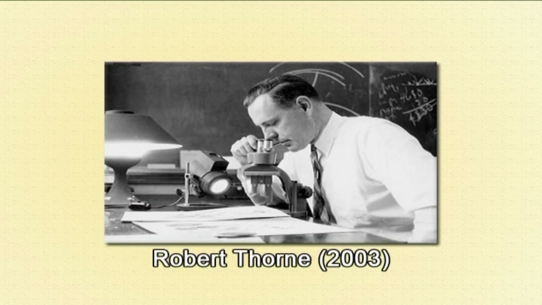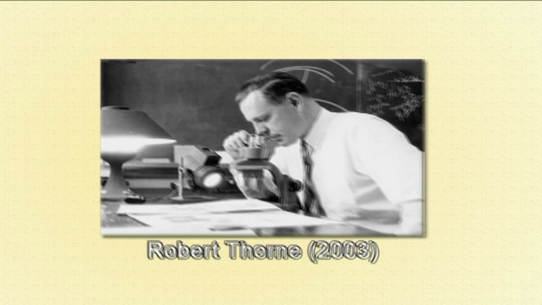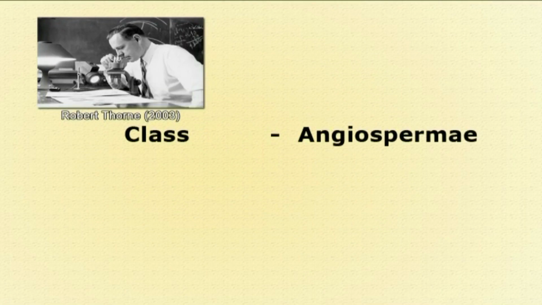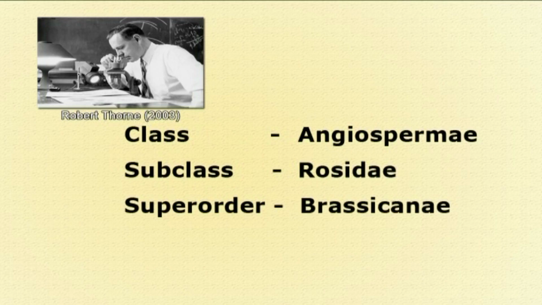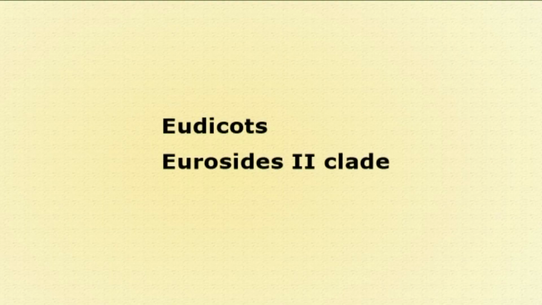Robert Thorne, very recently in the year 2003, classified it under the class Angiospermae, subclass Rosidae, superorder Brassicanae, and the order Brassicales. The Angiosperm Phylogeny Group, a collaborative group of taxonomists, has produced a rankless classification. They associate this family Brassicaceae with eudicots. Eu here means the true dicots, and the subclade Rosids second, and the order Brassicales.